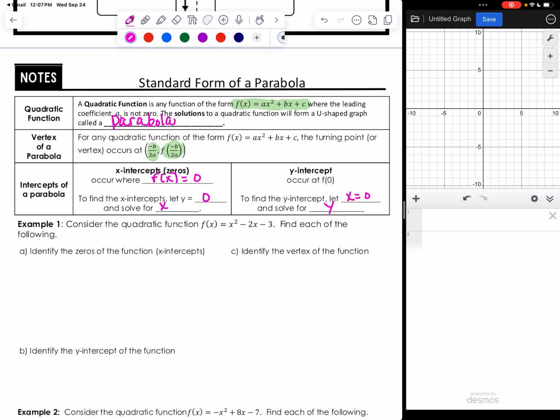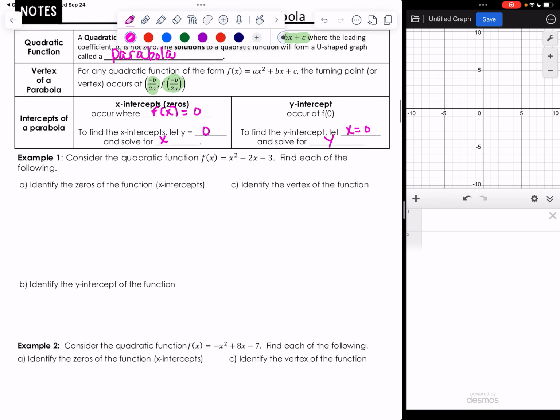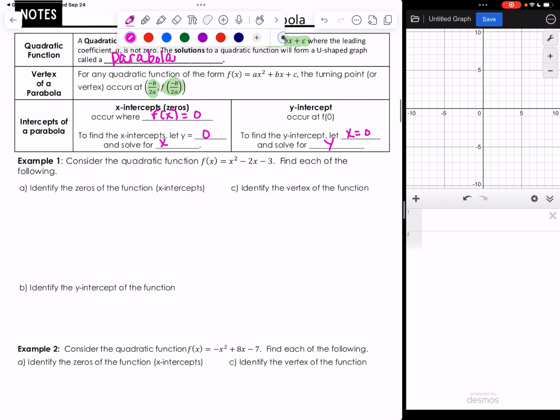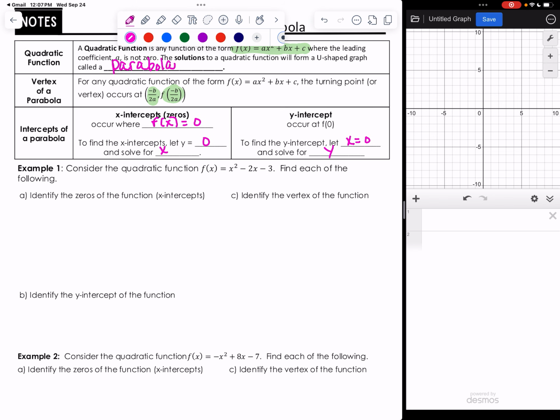Now we're going to practice all of these formulas in just a minute, and you'll see how they come together and work to help you find the critical attributes of a parabola. So let's consider the quadratic function f of x equals x squared minus 2x minus 3. Find each of the following. In part A, identify the zeros or the x-intercepts. In part B, identify the y-intercept of the function. In part C, identify the vertex of the function.